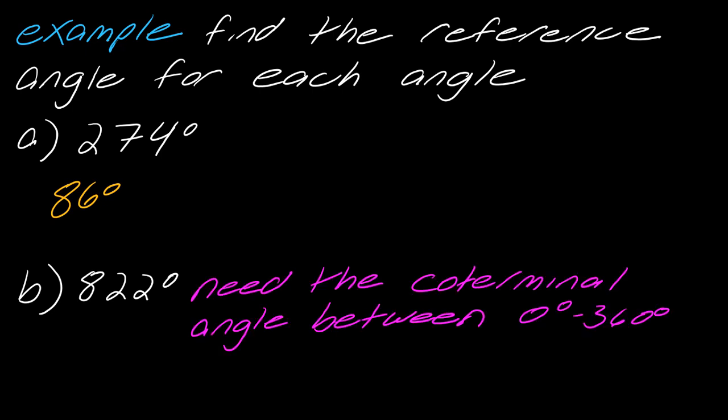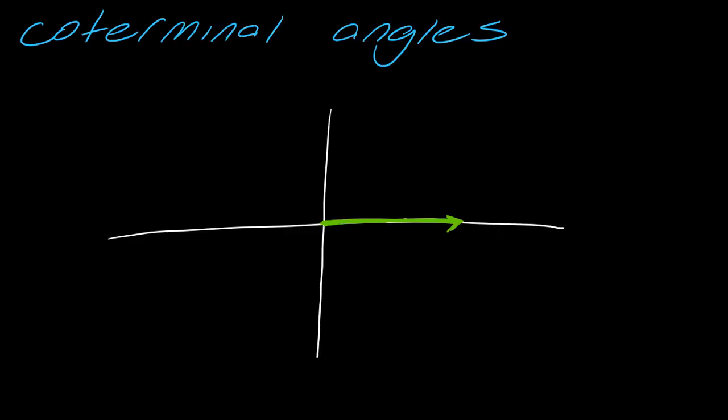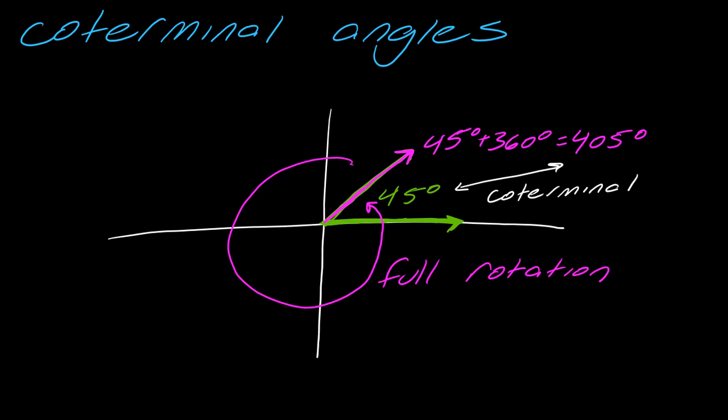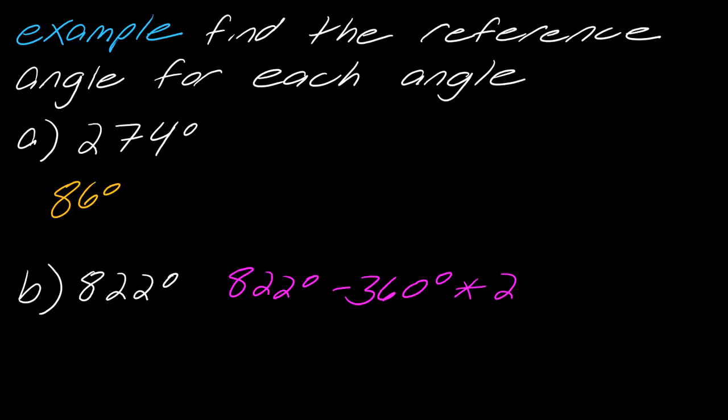Let's talk about 822 degrees. In this case, you need a coterminal angle first. Anytime you're over 360 degrees, first you want to find the angle that is coterminal with it. Remember, with coterminal angles, you might have one angle, and if I were to add 360 to it, so I make a full rotation from that point, I would get what's known as a coterminal angle. So 45 and 405 in this particular example would be considered coterminal. So let's talk about how I find the coterminal angle in my example.